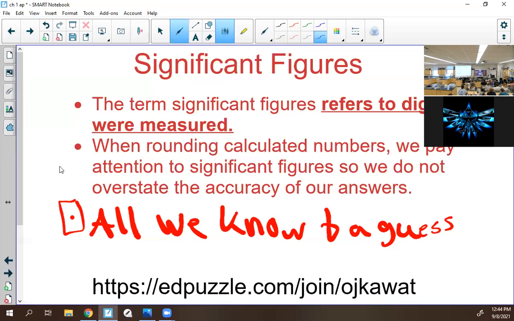When we round calculated numbers, we pay attention to significant figures so we do not overstate the accuracy of our answers. This is all going to come together, I promise. And then the real definition, it's not like the science one, it's my definition. Significant figures are all things that we know, and then we make a guess.